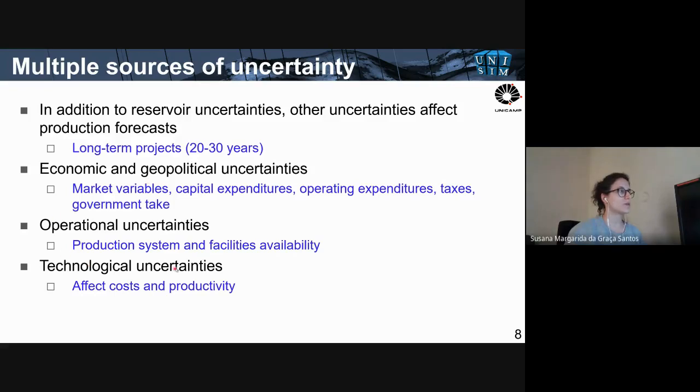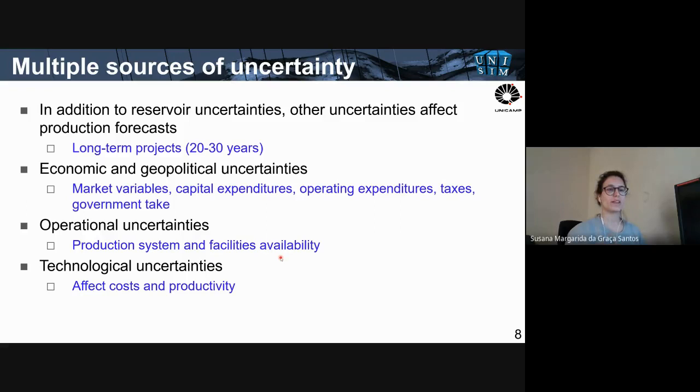We have operational uncertainties, okay? This is very important as well, and we have been trying to understand how we can incorporate this. When we talk about operational uncertainties, again, because we're talking about long-term projects, the systems, the wells, the platform, and so on, will probably need maintenance. Sometimes they're going to have problems and they have to close the operation. So this also needs to be weighed in our problem.